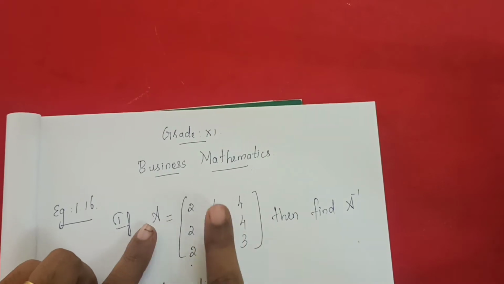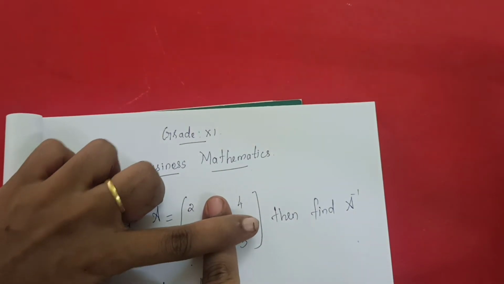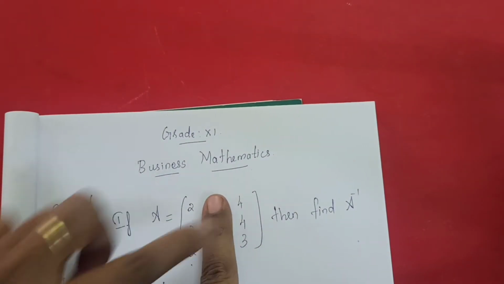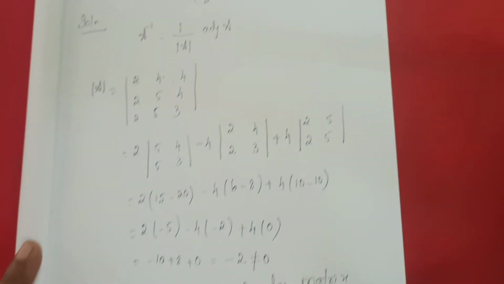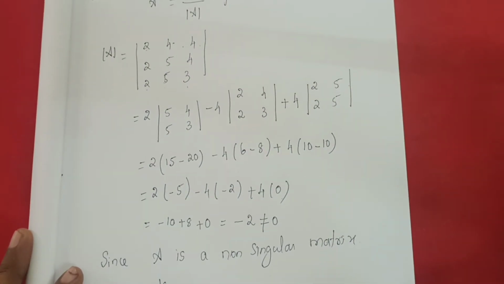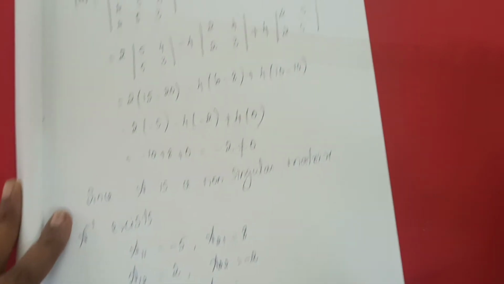A22. Here it is 5. Is it right? So we will hide this one. 2 3s are 6. 6 minus 8, that is minus 2. The symbol is plus only. So it will be minus 2. Okay? Then next one.